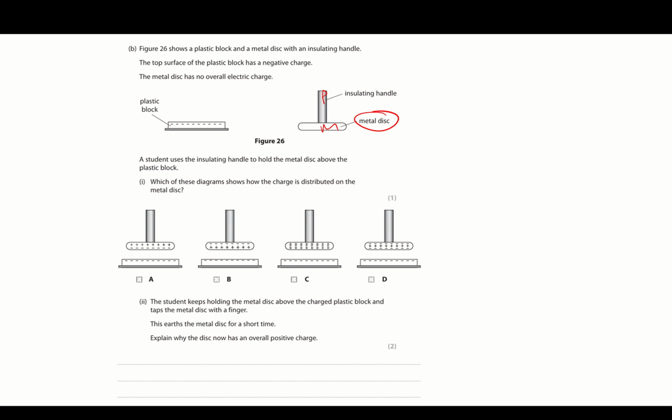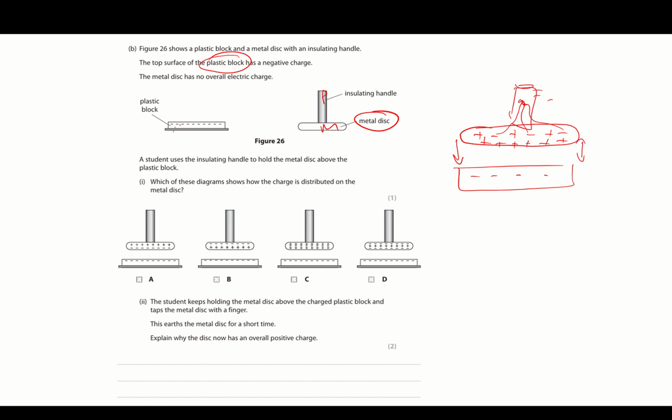Okay. So it just says here, the top surface of the plastic block has a negative charge. So we can see that there. So what's going to happen is, if I just sketch it here, we know that's negative. I've got an insulating handle, so I don't remove the charge. There's my metal disc. And at the start, it's neutral. But what's going to happen is, as we bring this close, the electrons are going to be repelled backwards into that insulating handle, and because it's an insulator, it'll hold that charge for a while, and then the front of the disc is going to become positive, and there'll be a slight force of attraction between the two.